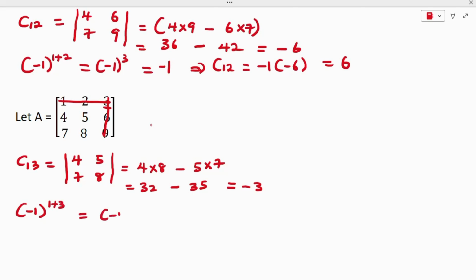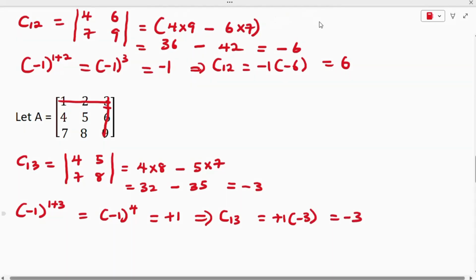So applying the sign pattern, we have minus 1 raised to the power of 1 plus 3 is equals to minus 1 raised to the power of 4, and minus 1 raised to the power of 4 is plus 1. So we have that C13 is equals to plus 1 multiply minus 3, and this is equals to what? Minus 3. So we are done with the first row right here. So let's go on to the second row.